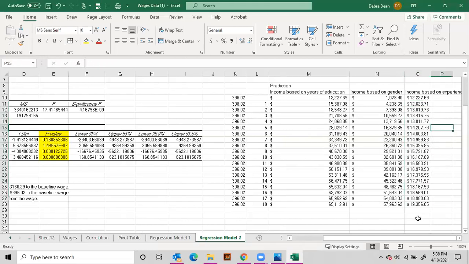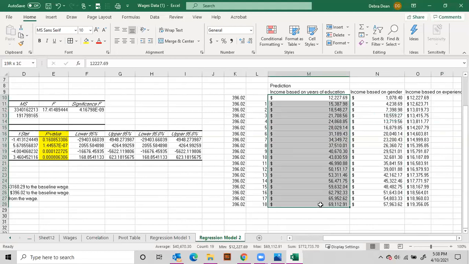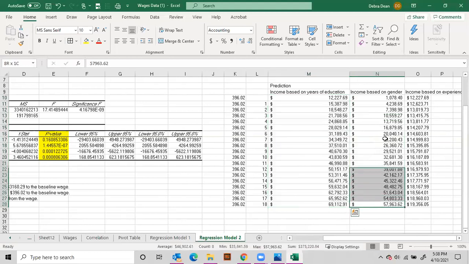Okay, so we can clearly see that if you have more education, we predict that you're going to make more money. Unfortunately, females make less money than men in general. And then if we look at it based on experience only, we can see that you're going to make some extra money each year, but it's just not that much. It's about $400 a year.